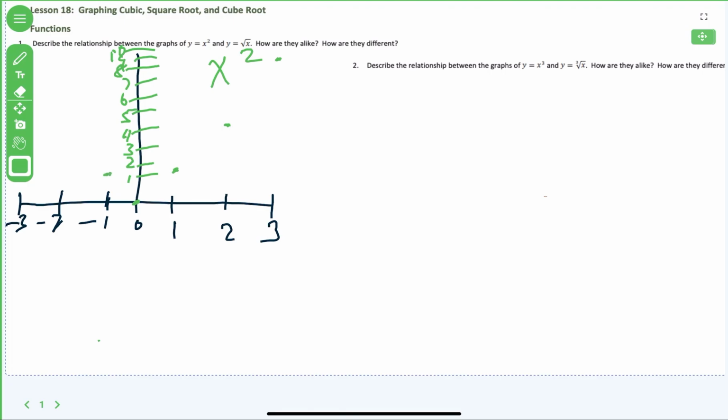1. When x is -2, y is 4. And when it's -3, it is still 9, and I can't mark it there. But it will be symmetrical, so I'm going to draw it like this. Okay.